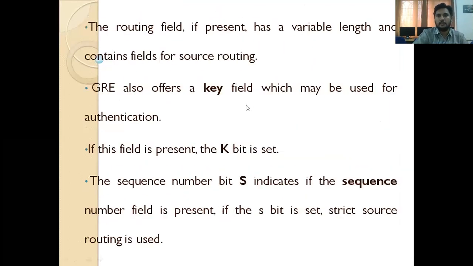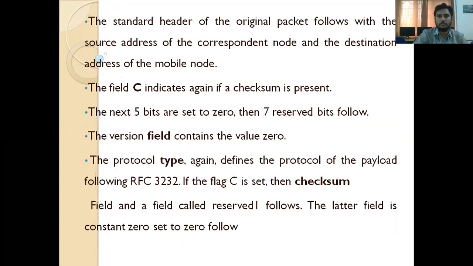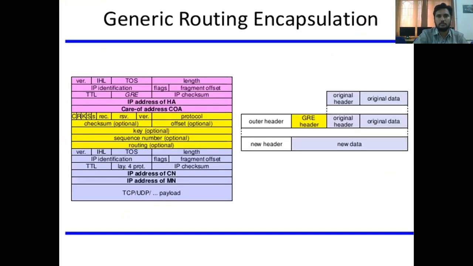And next, in the generic routing encapsulation, care of address and IP address of HA. So these three are the encapsulation techniques which are used in the sender area to transmit the data packet.